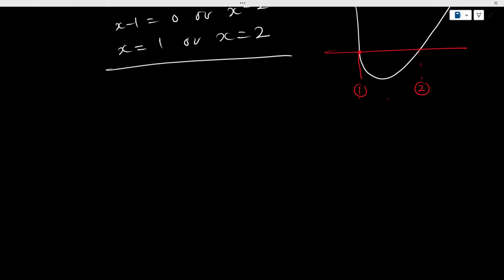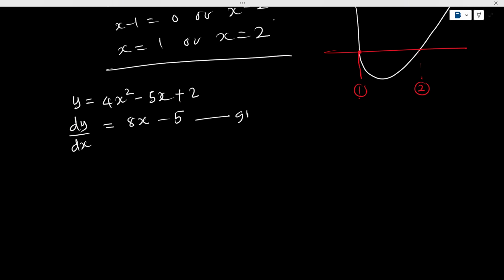Now to find the gradient, we need to find the derivative of the curve. We need to find the gradient function of the curve. I'm going to rewrite it here. This is what we had. dy/dx, the derivative, equals 8x minus 5. This is what you're going to get. So this is the gradient function of this curve.